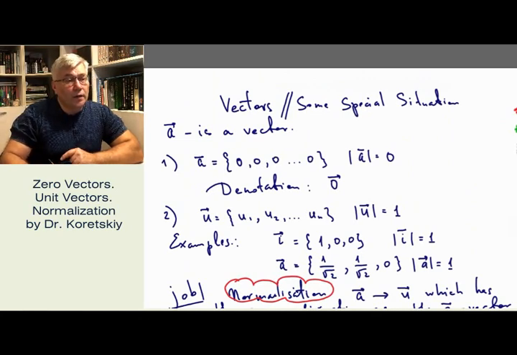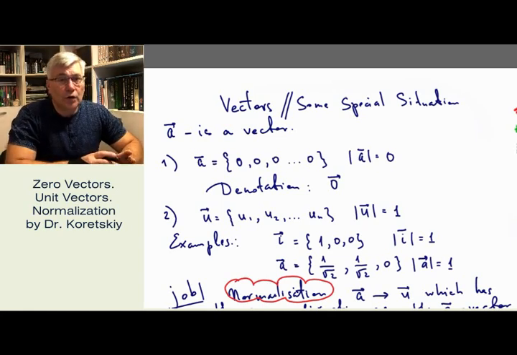So that's all about this short topic. You know now what a unit vector is, what normalization is, and about the zero vector, and that's all.